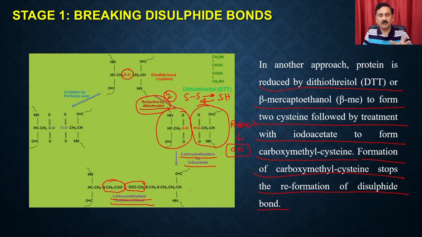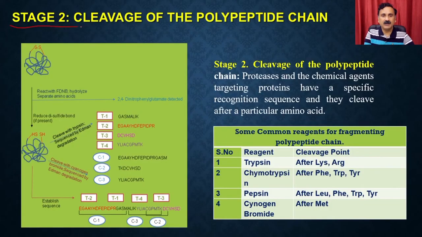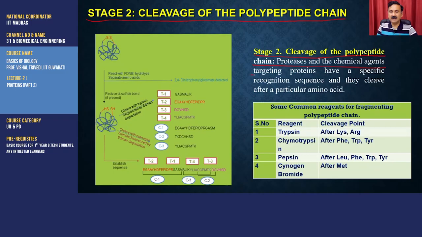In stage 2, you are going to break the big polypeptide chain into multiple fragments. So stage 2 is the cleavage of the polypeptide chain. The proteases and chemical treatments targeting the protein have a specific recognition sequence, and they cleave after a particular amino acid.